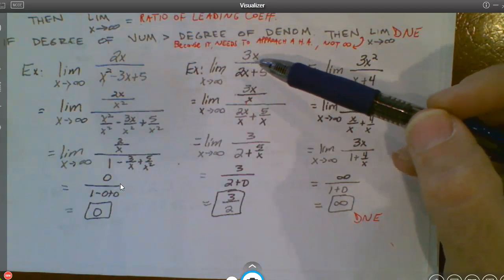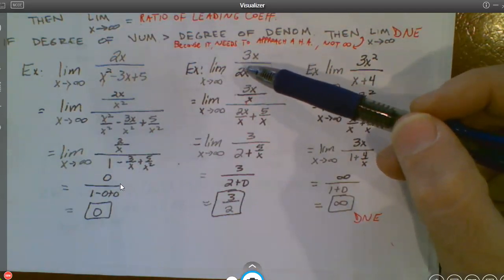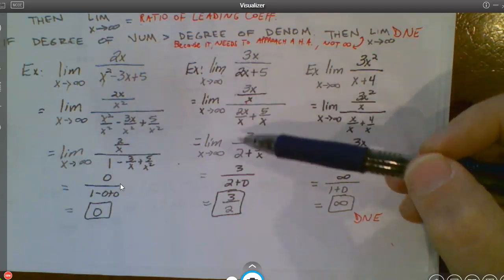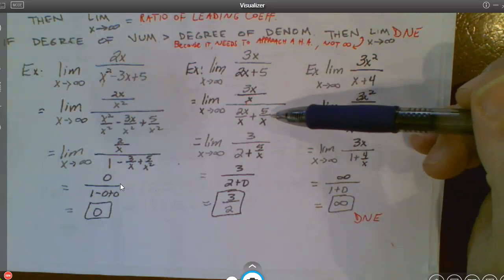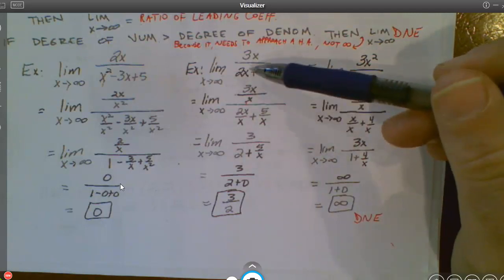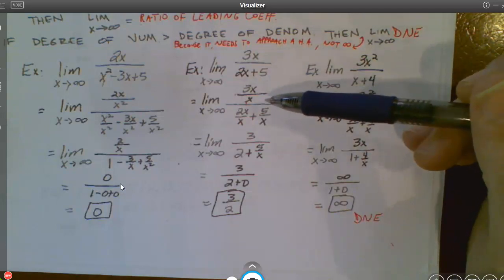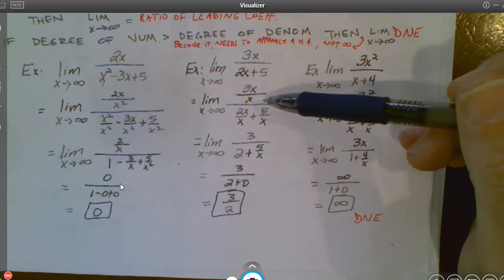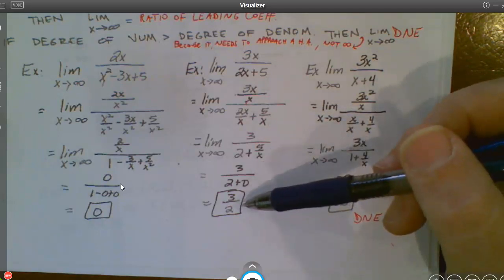If they are the same, x to the first over x to the first, then again, we just divide the leading coefficients, and it just becomes 3 over 2. The steps that you're seeing here are basically the algebraic approach. So again, because my biggest exponent is x, I am just dividing every single term by x in order to accomplish the same answer, right?